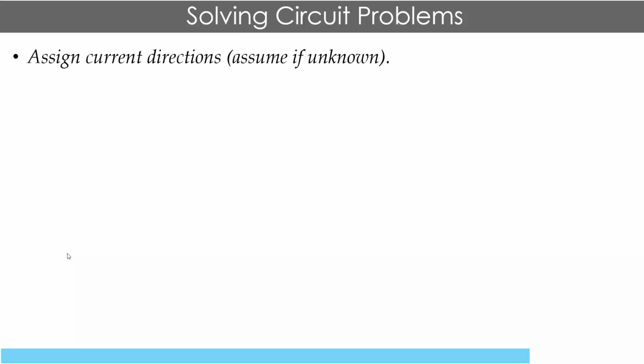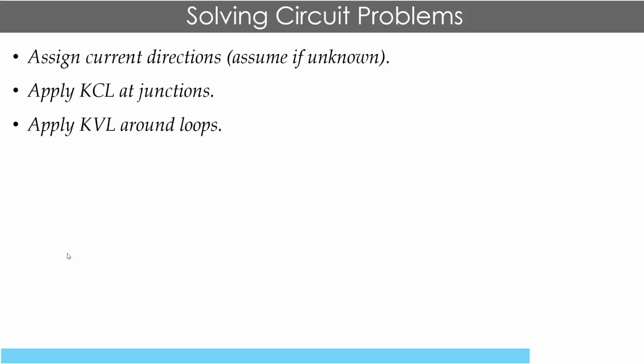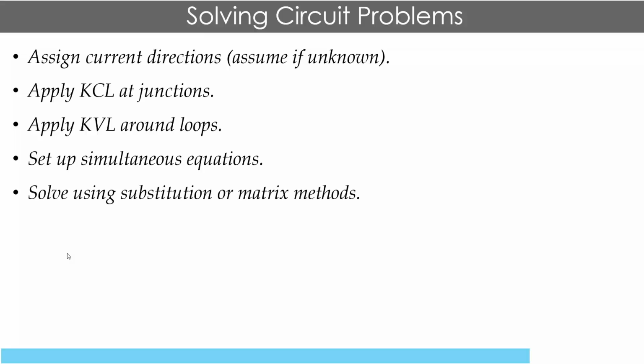So the first thing we usually do is to assign directions, like we did, assign direction to the flow of current within the circuit. Then we apply Kirchhoff's current law at the junctions, at the nodes of that circuit, and we apply Kirchhoff voltage law around the circuit's loops, and then we set up some simultaneous equations, and we resolve those simultaneous equations either using substitution method or matrix method. For this class, we'll be looking at using substitution method.